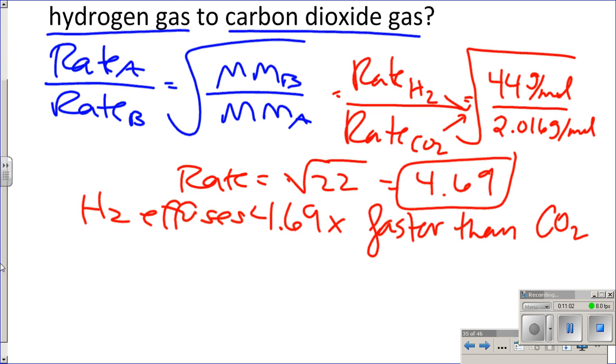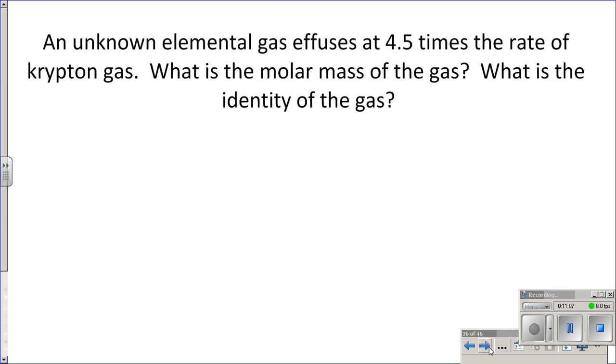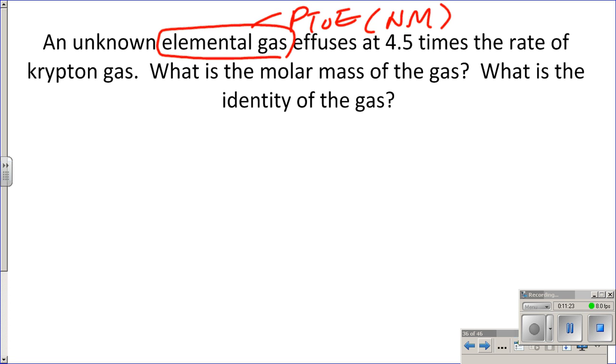But this will be kind of like your last two formulas from gas laws, and you guys can start practicing here. Okay, this one. We're going to determine an unknown gas, okay? So we're going to be given information that's different than we were given previously. An unknown elemental gas. Now when it says elemental gas, that means it's a gas from the PTOE. So you're looking in the non-metal section on the PTOE whenever you're given something like this. It diffuses 4.5 times the rate of krypton gas. Okay, so who's faster, unknown or krypton? Unknown. So when I start this, I'm just going to go ahead and write rate of the unknown is going to be on top because I already know it's lighter because it's moving faster.